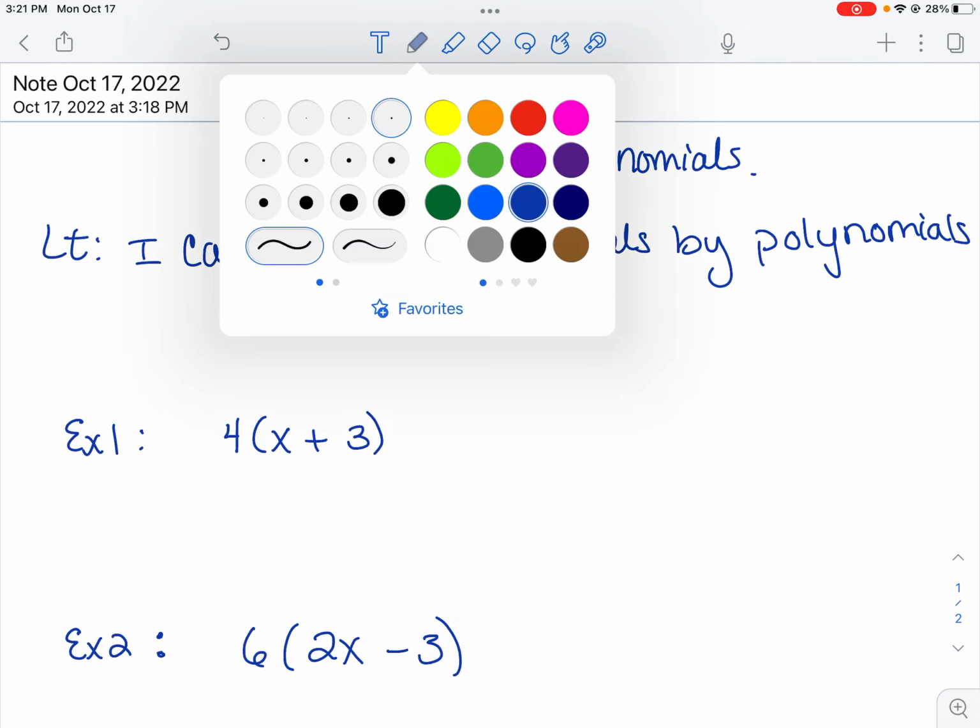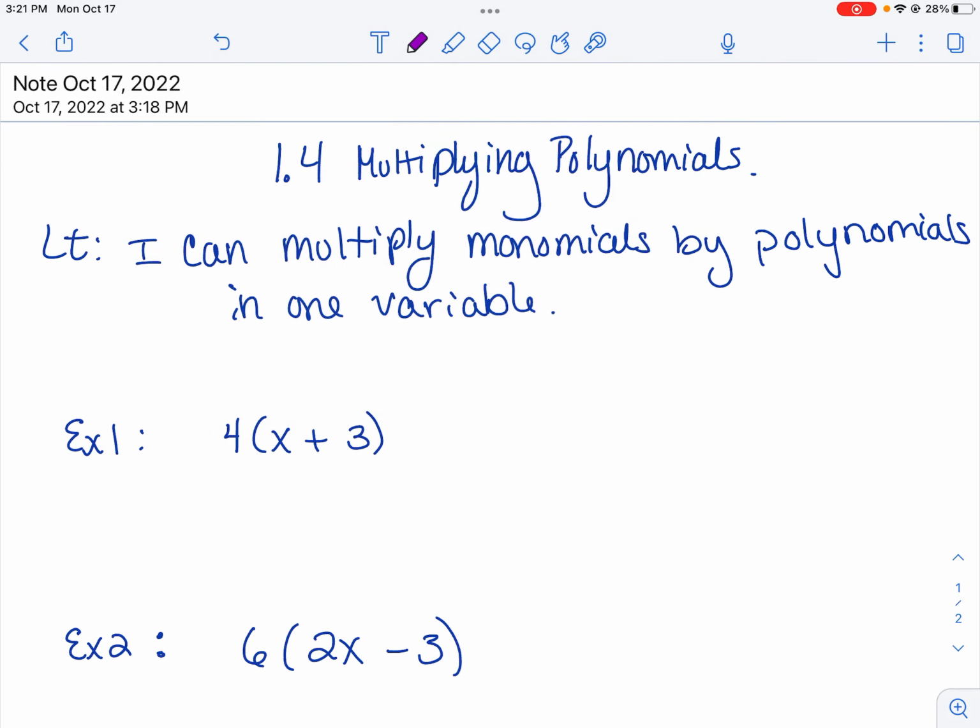So I want to start by reviewing some prior knowledge, which is just distributing, right? So we said the word monomial up here. The prefix mono just means one, right? So that's a polynomial with one term.